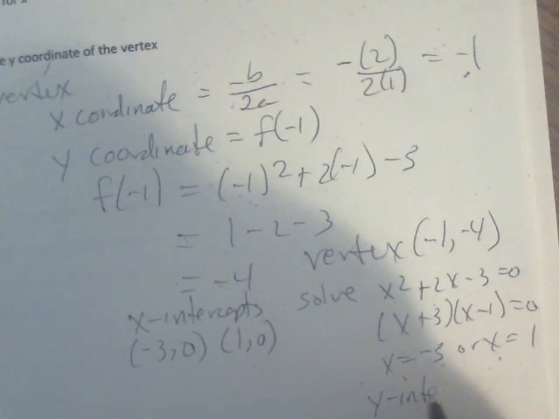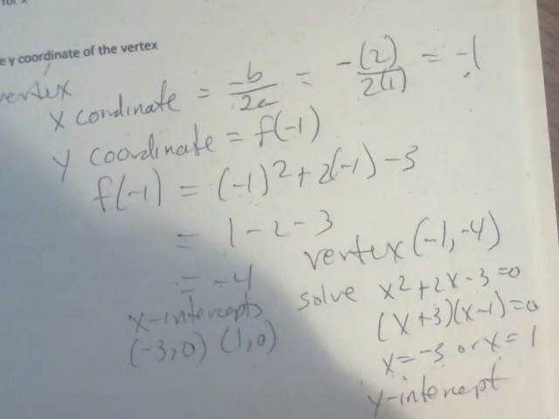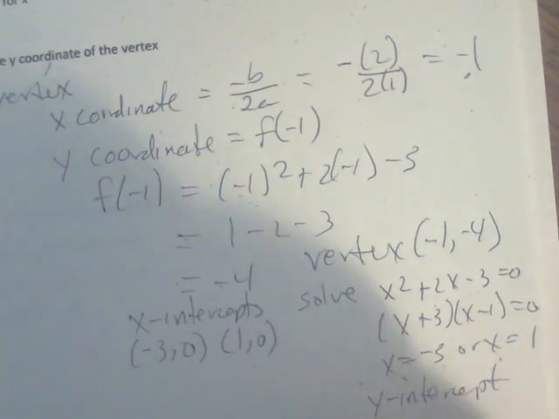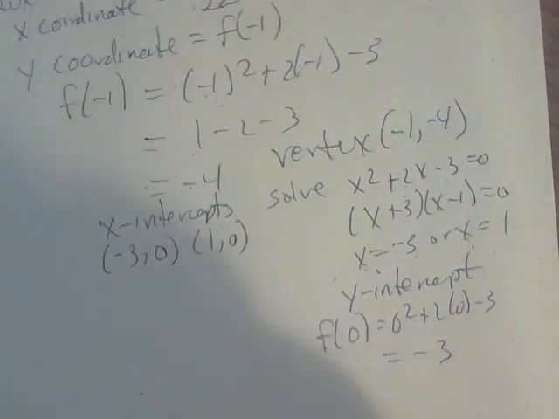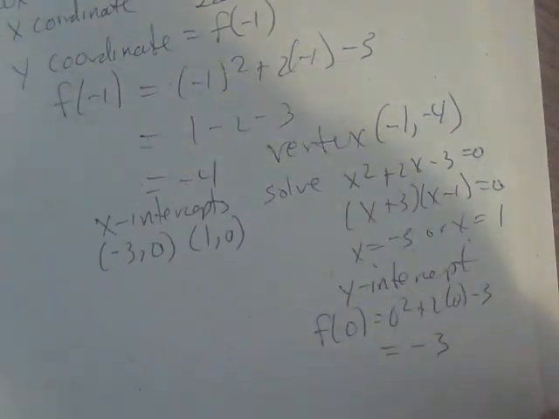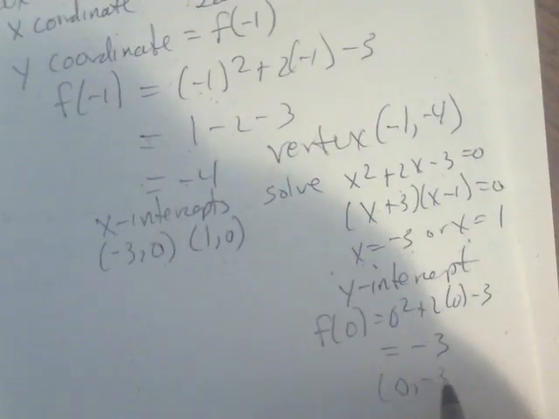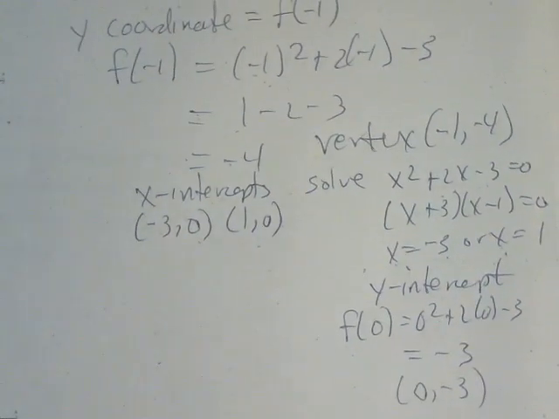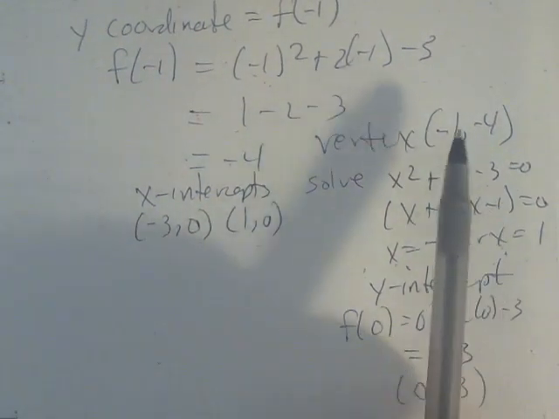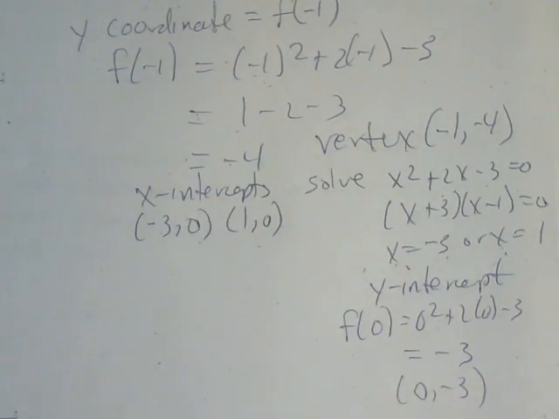Then my y-intercept, f of 0, is 0 squared plus 2 times 0 minus 3, which is negative 3. Okay, so I have nice whole numbers for every point I need.